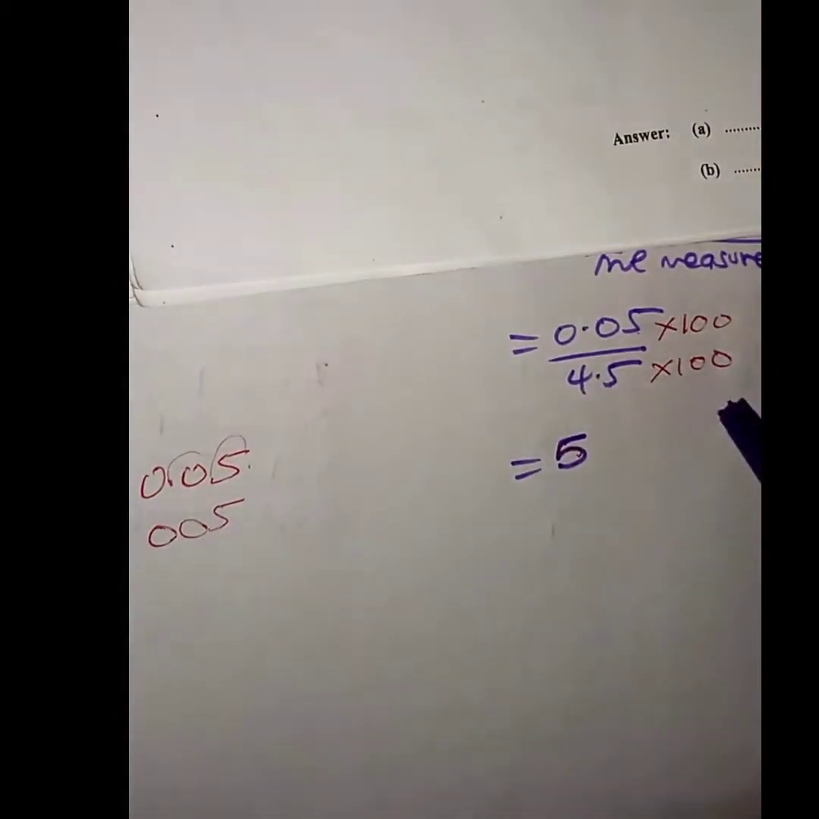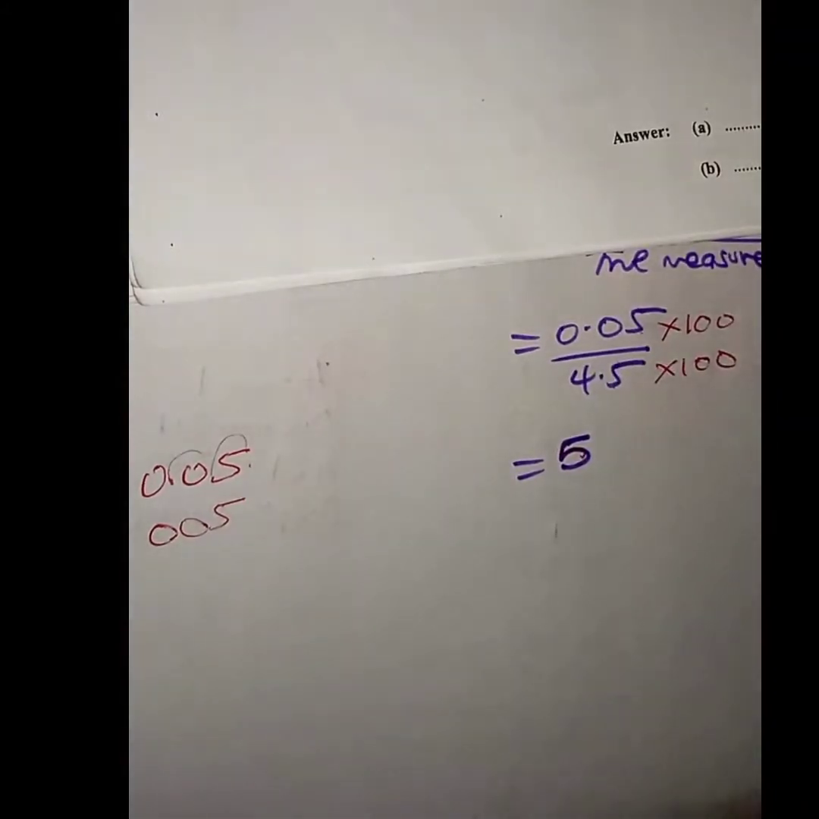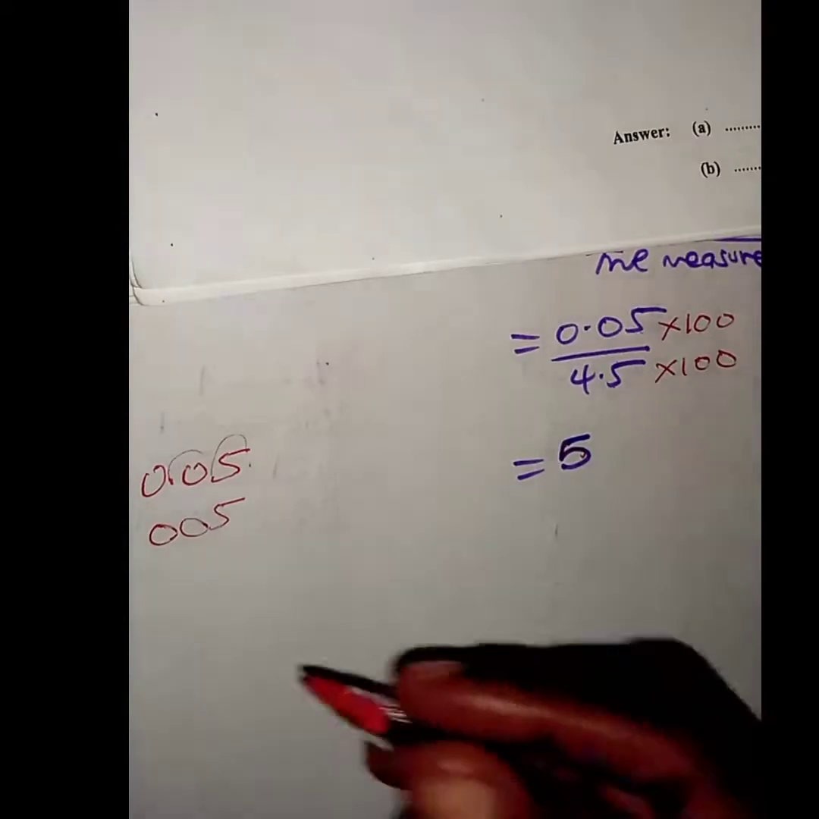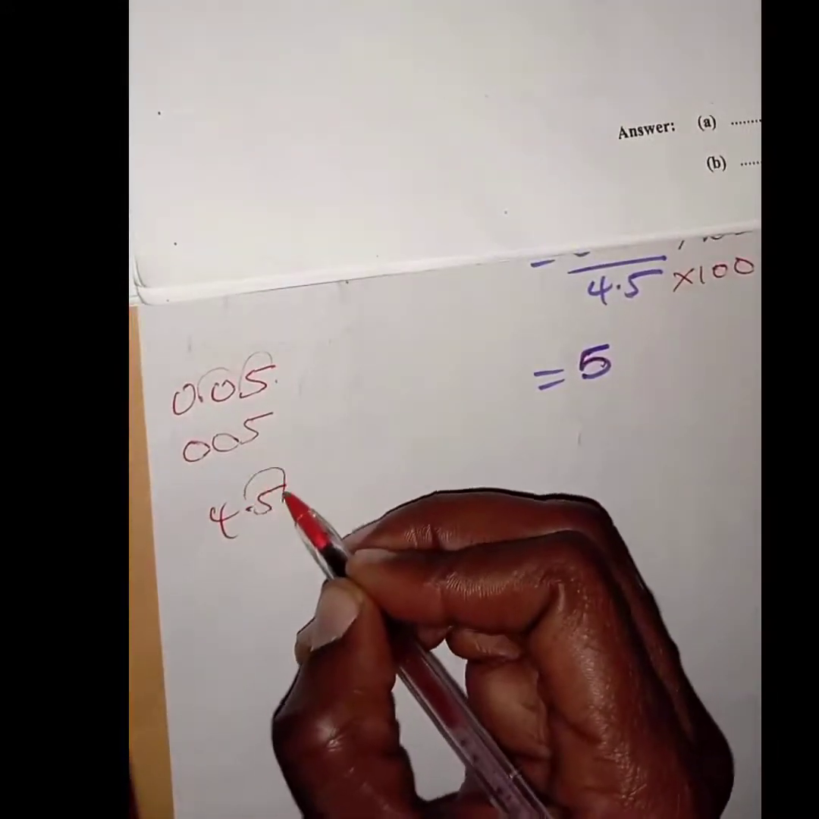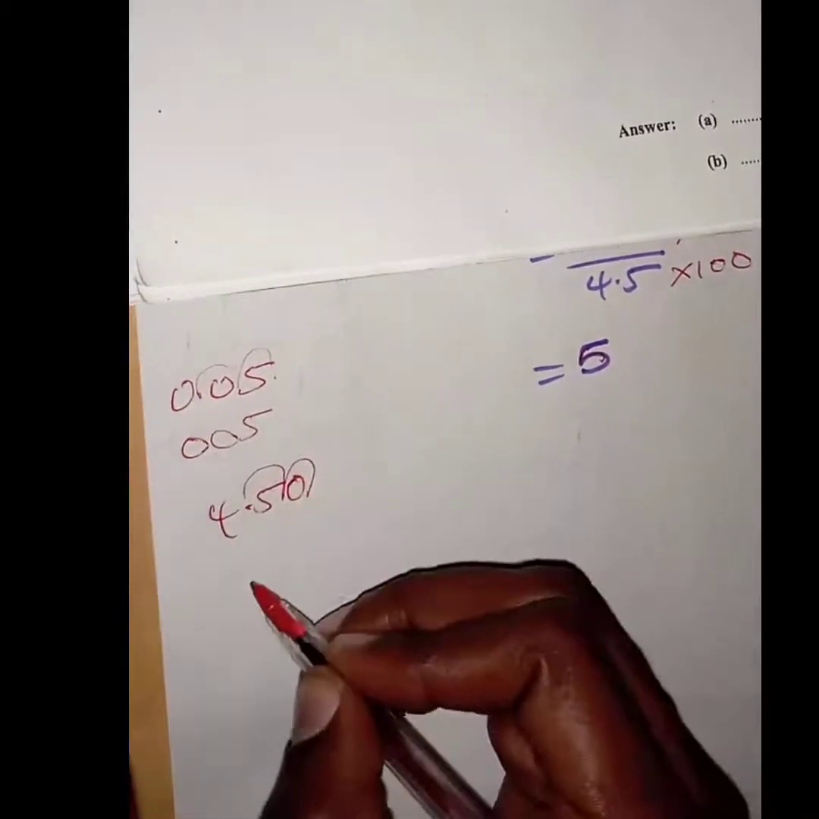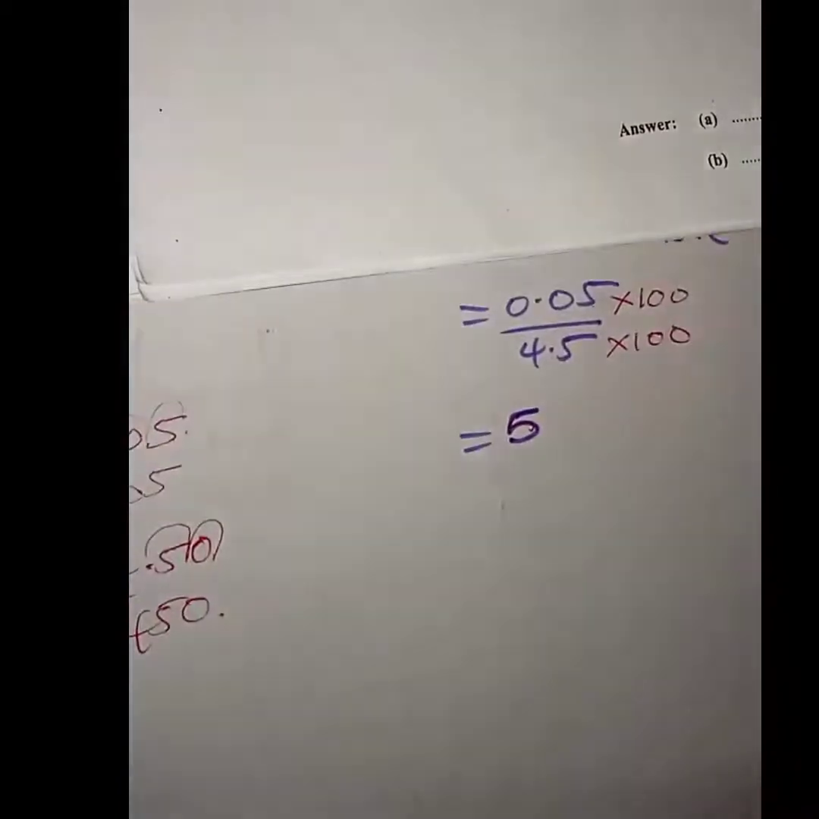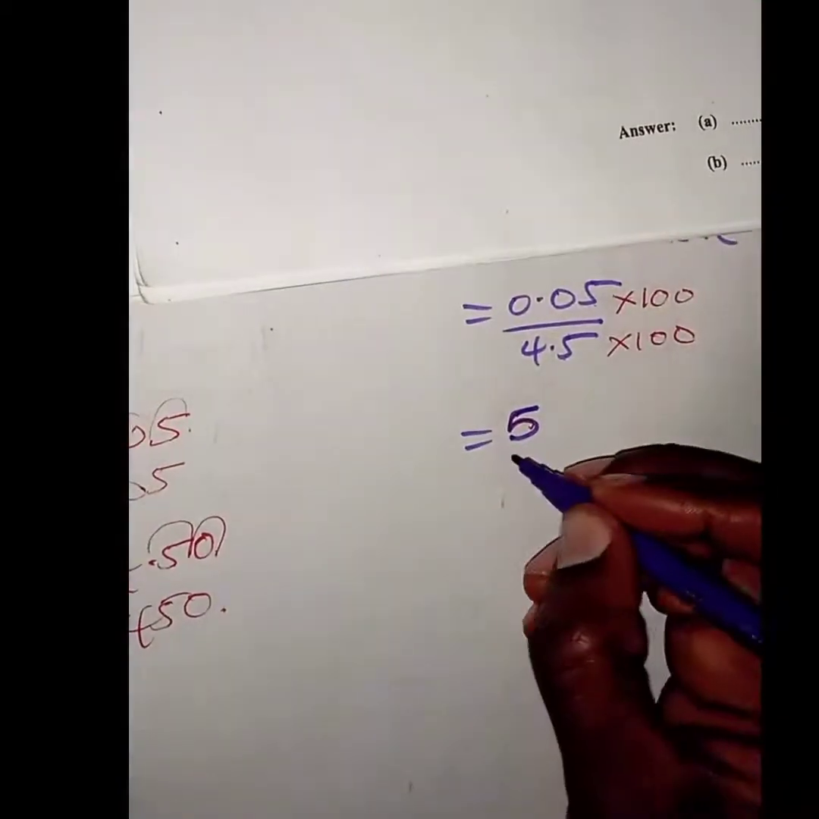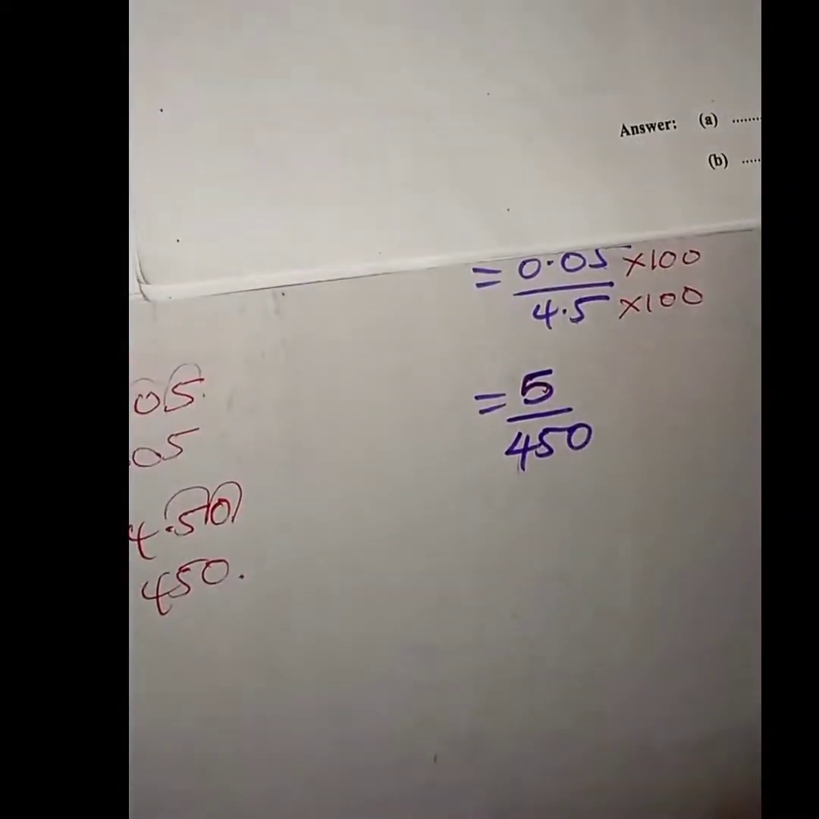What about this one? 4.5 times 100, it means you move 2 steps forward. These 2 zeros mean move 2 steps forward. If we had 1 zero, we would move 1 step forward. So if you have 4.5, move 2 steps forward, it will be 1, 2. So here we add a 0. The point has moved, so no need of showing it, just write 450. So 4.5 means 450. You see that?